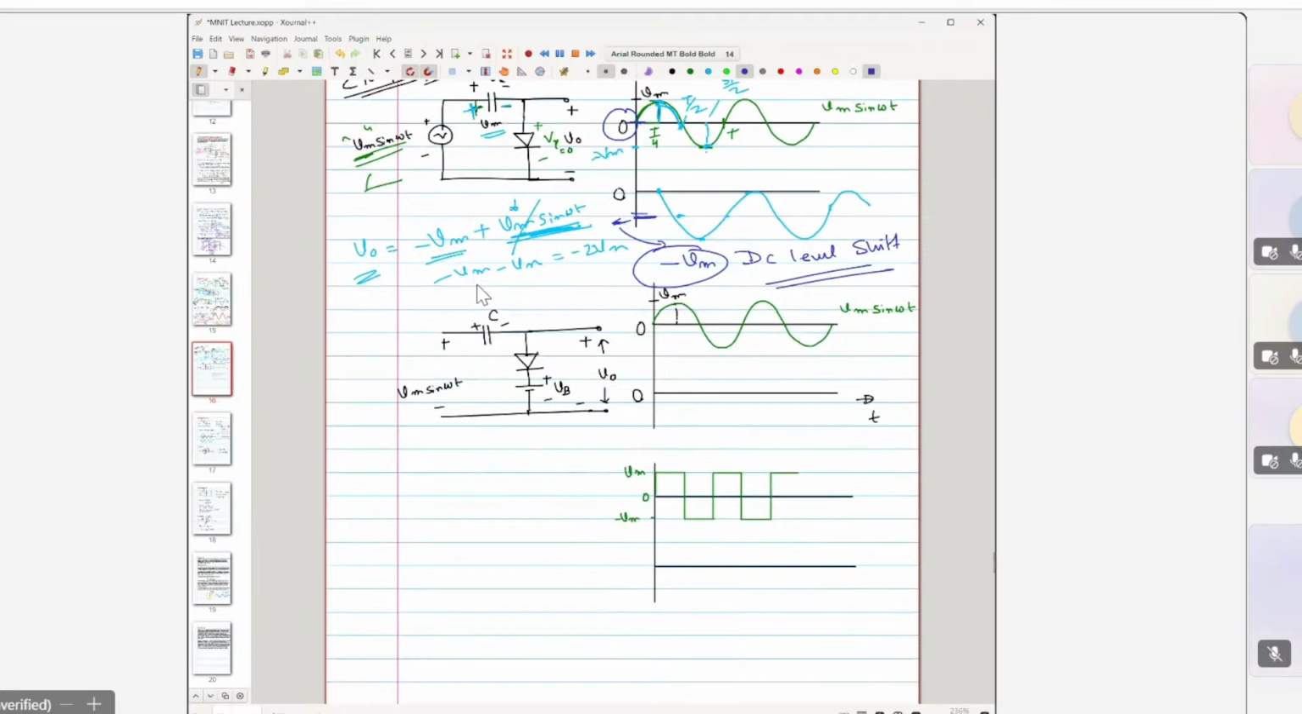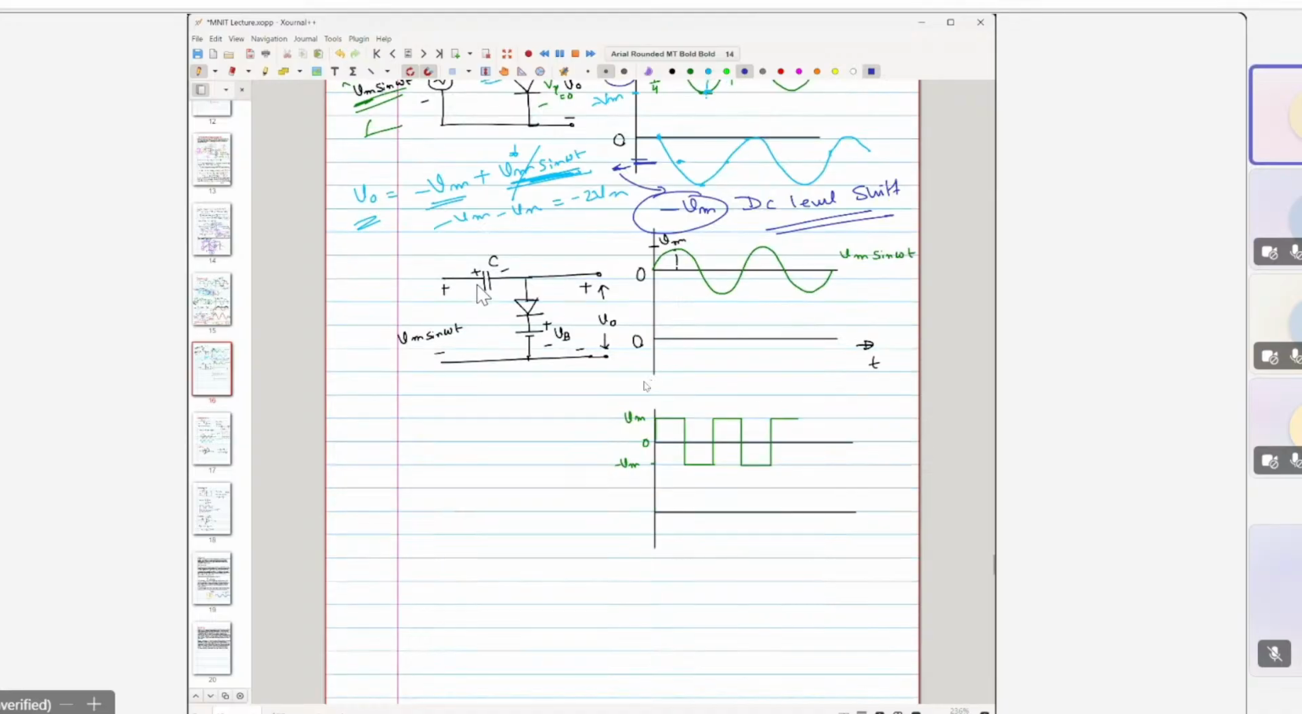Then let us consider another important circuit. Here we have Vm sine of omega t as the input signal. This is the capacitor, this is the diode, and along with the diode we have also used a battery. Now in this case, what is going to happen? The analysis is going to be the same. The only thing is that we have to consider a couple of things.